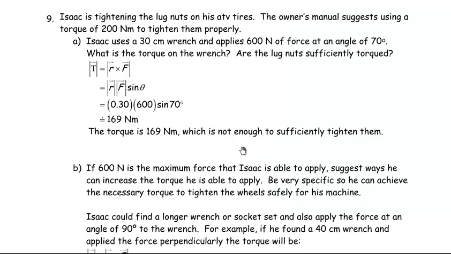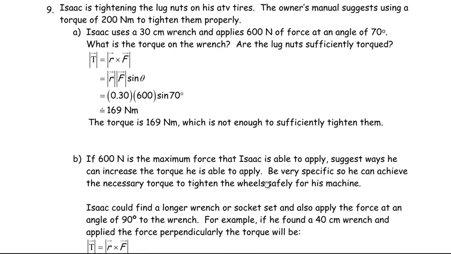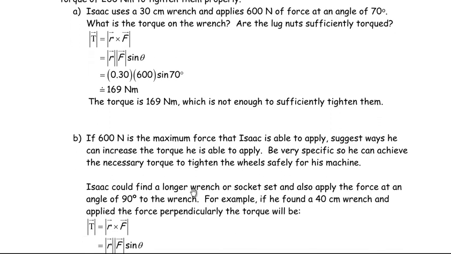So that's the torque, but it's not enough because the owner's manual says you need 200 Newton meters. You need a little bit more. And of course, if you could apply a little more force, then he might be able to get there. But let's assume that that's the maximum force that he's able to apply. Suggest ways he can increase the torque he is able to apply to torque his tires sufficiently. And it does say be very specific so we can achieve the necessary torque to tighten them and make it safe. So he could find a longer wrench, longer than 30 centimeters.